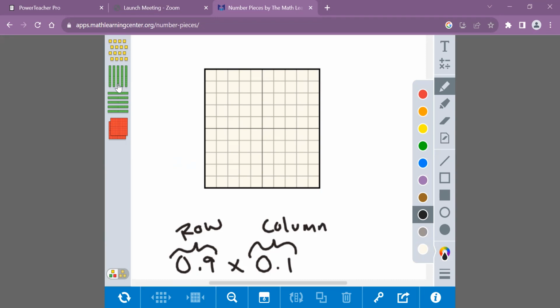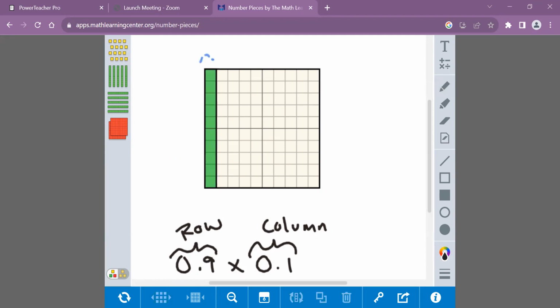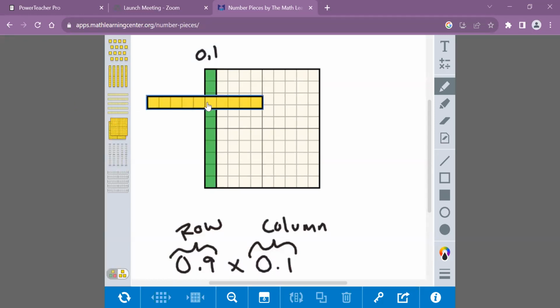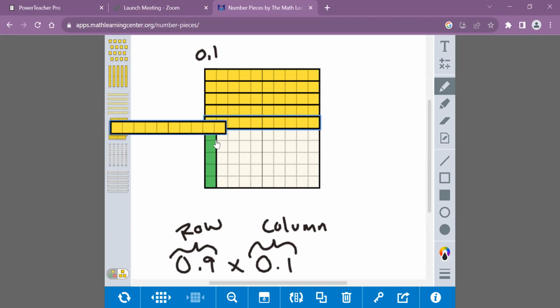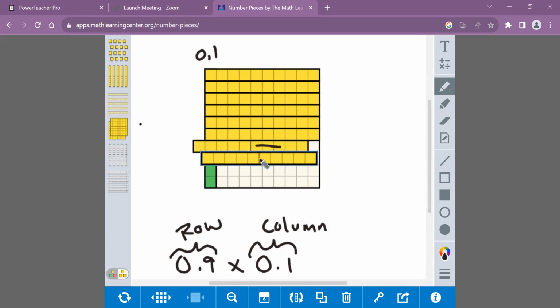So when I go to shade that in, I'm going to start with my column. I only need 1/10 for my column. So shade that in. Got that. So this is 1/10 right here. And then I'm going to do 9/10 as my row. So there's 1/10, 2/10, 3/10, 4/10, 5/10, 6/10, 7/10.